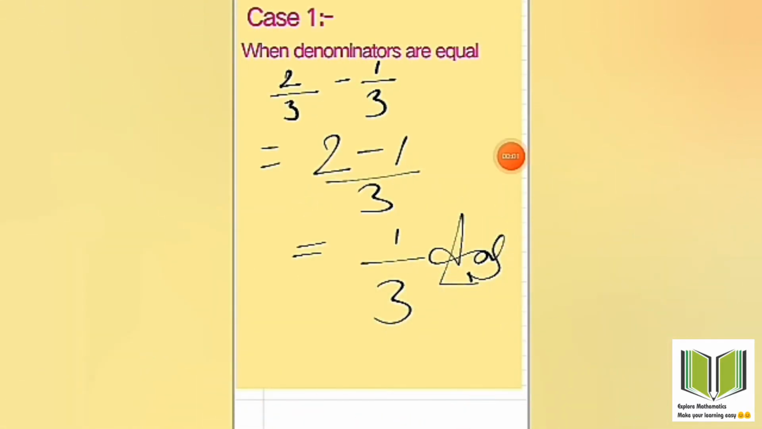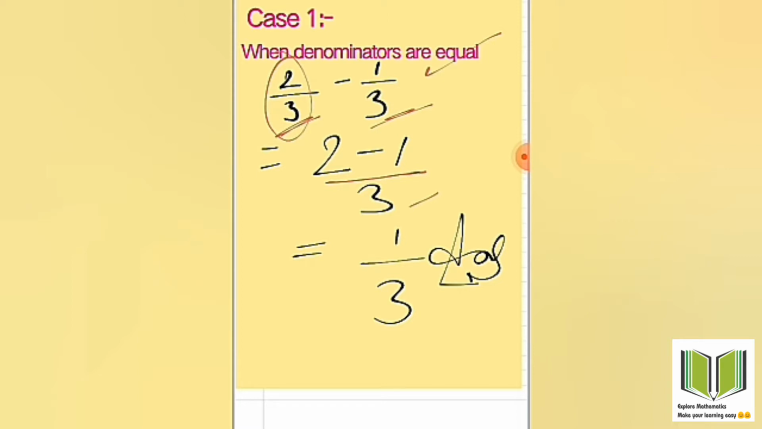So here we have our first case when denominators are equal. First of all we have to check denominators. Here we have fraction 2 by 3 and here we have 1 by 3. In both of these fractions we have denominator 3, which means we have equal denominators. So what to do? Take this denominator as it is, 3.